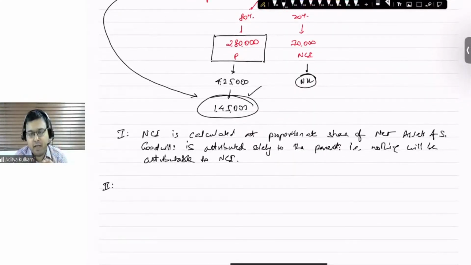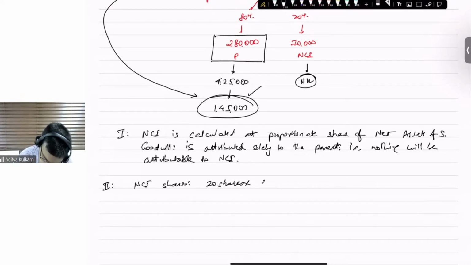See, Ind AS 103 understands that these are shares. Let us assume that these shares are traded in the market. That means NCI's shares are 20 in number. Let us assume the market value is rupees 5,000. Let us assume the market value of these shares is 5,000.